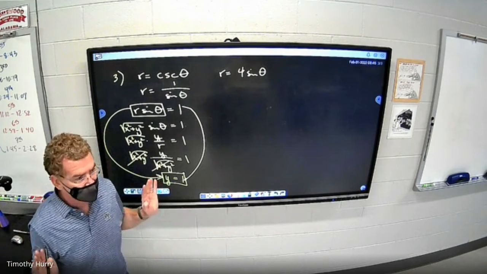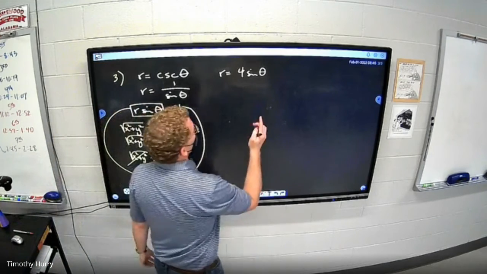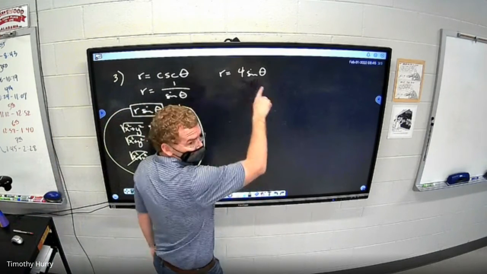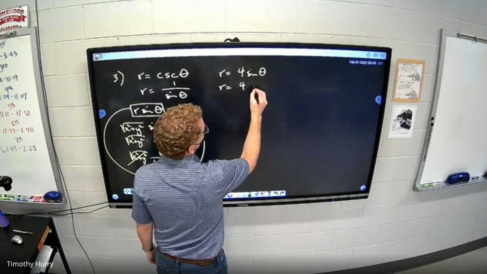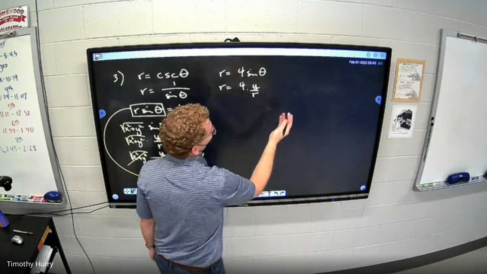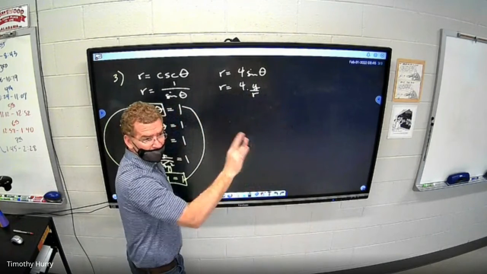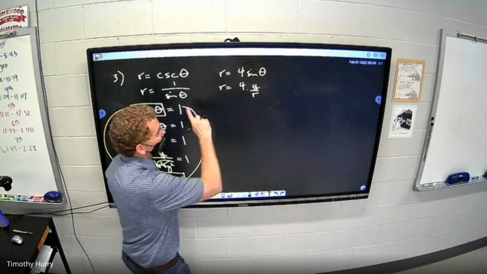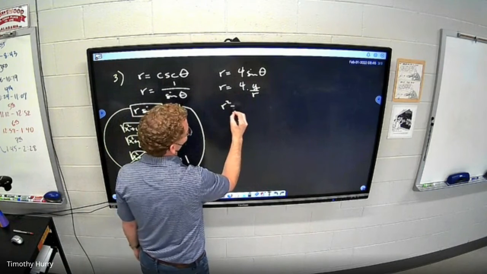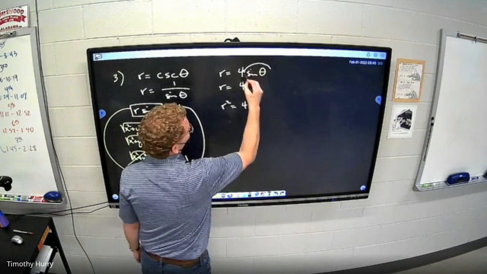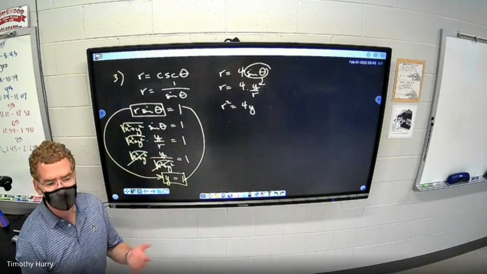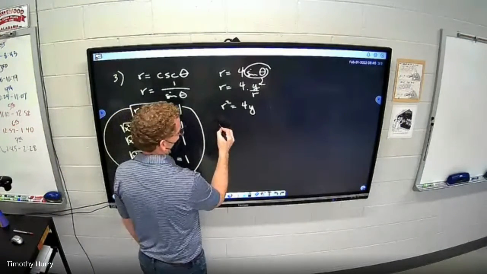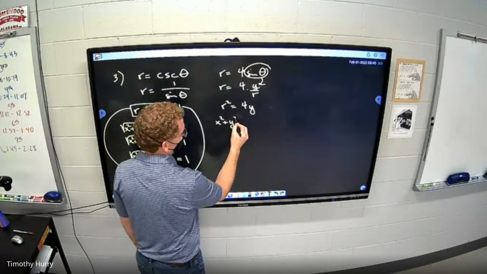Could you change it to x over sine theta? I could change sine theta to y over r, which puts another r in there, but I got a fraction, so what do I do immediately? Multiply through by y. Look how this helped me. By just using my trig function, now I have an r squared, and what's an r squared? Just an x squared plus y squared.